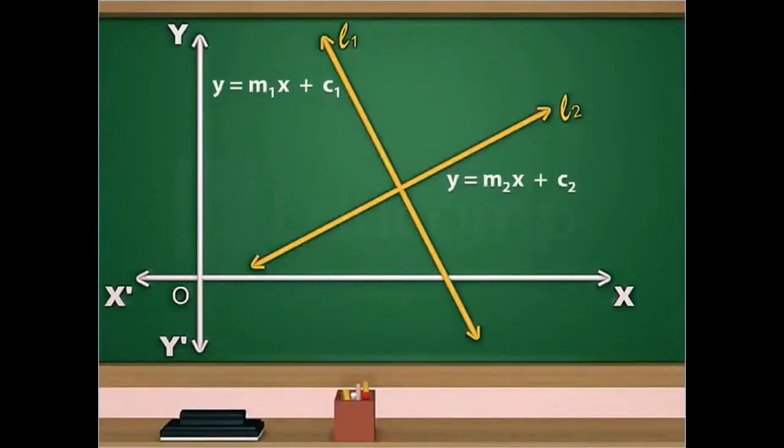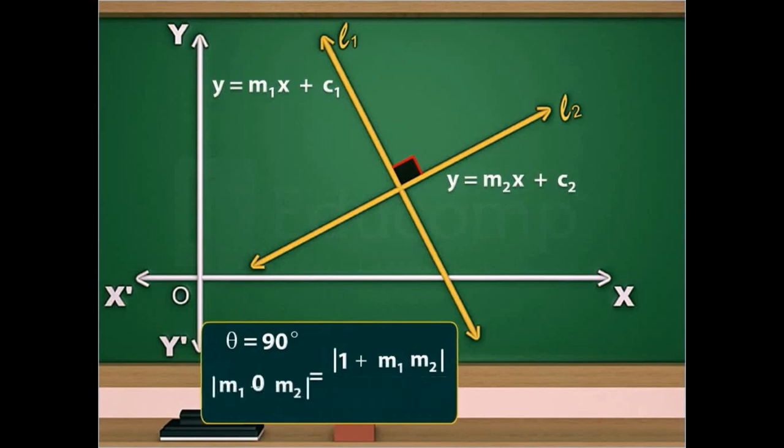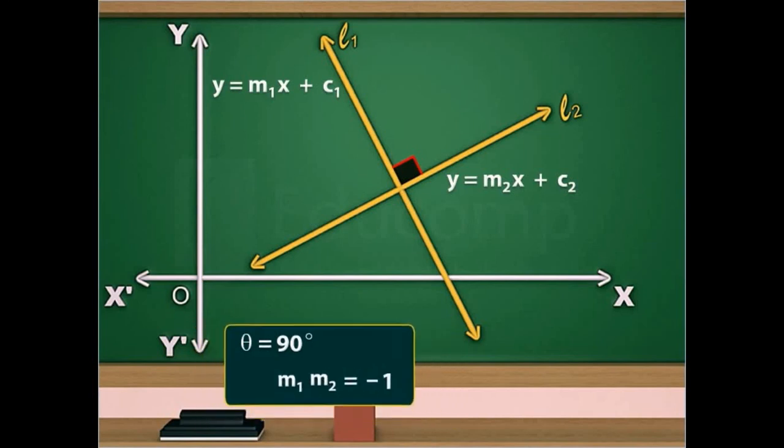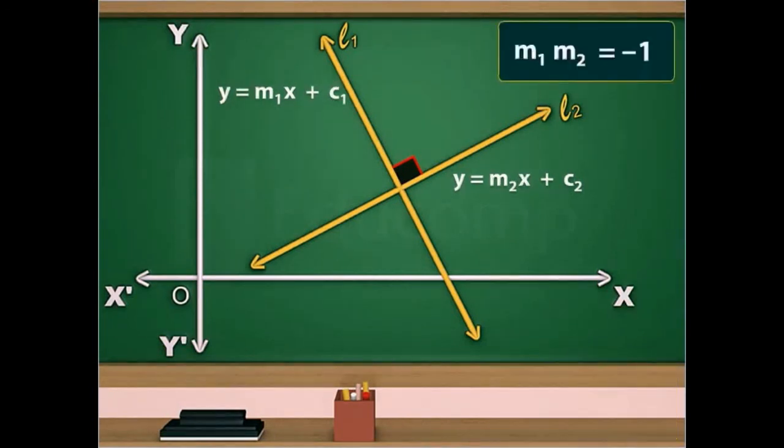Now, if two lines are perpendicular to each other, the angle between them is 90 degrees, which implies that the product of slopes of the two perpendicular lines is equal to minus 1. It can be generalized that if two straight lines are perpendicular, then the product of their slopes is equal to minus 1.